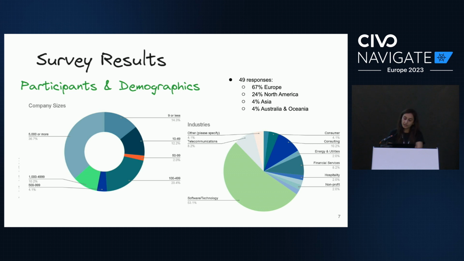So there were responses, 7% of the responses from Europe and 24% from North America. As you can see, the gray area out there is 36.7%, and it is the company size. This was hugely from the software technology. As you can see on the other pie chart, the green one, most of the feedback was from software technology. So this was all about the participants and demographics.